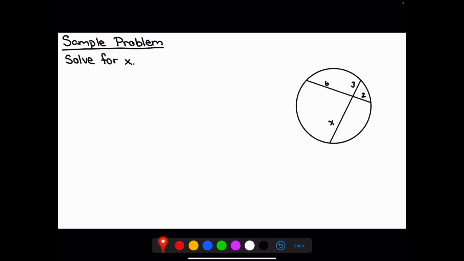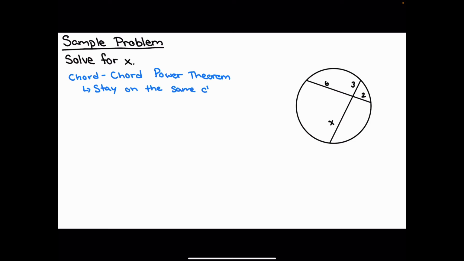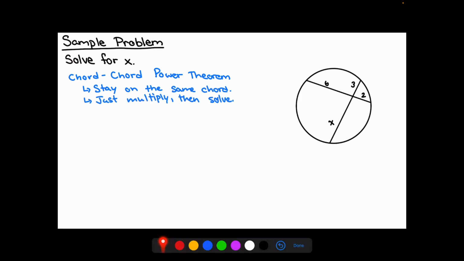Our first sample problem, we need to solve for x. Now, the first thing that I want to look for is what type of segments do we have in the circle? Well, looking at this circle, I see that we have two chords. Again, both endpoints are on the circle, so these are both chords here. And if we have chords, then our rules are that we're going to use the chord-chord power theorem. We're going to stay on the same segment, and we're just going to multiply. So I'm going to have 3 times x is equal to 6 times 2.